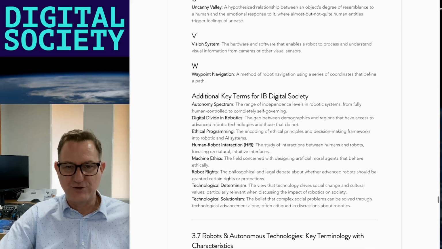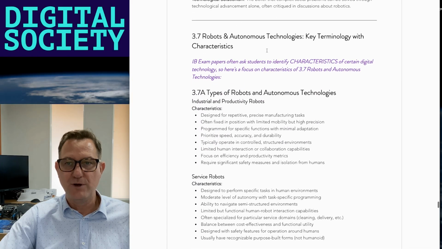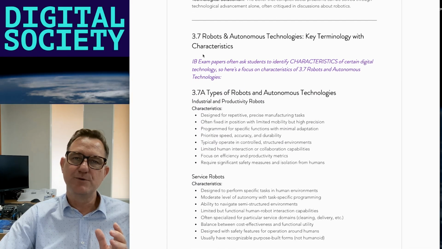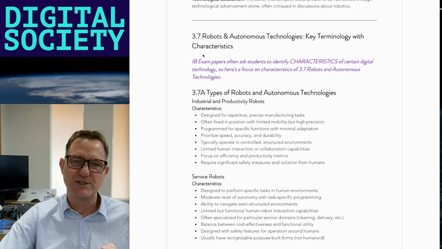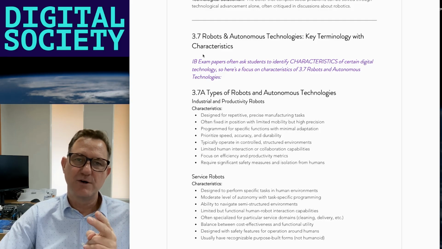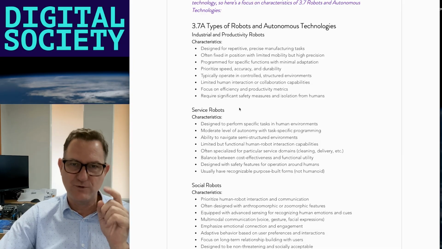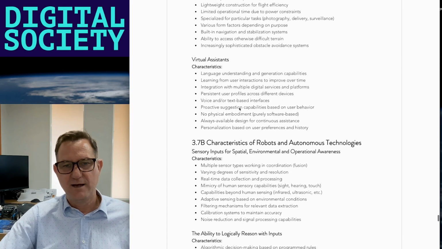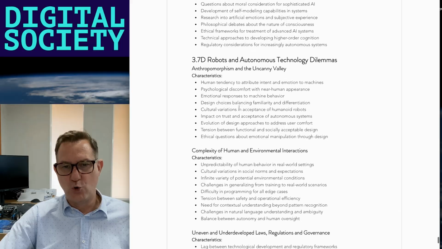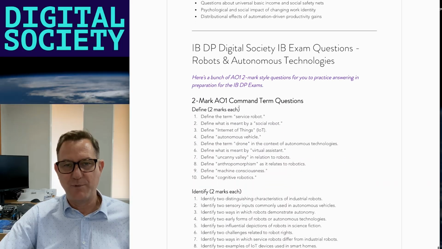The next section I've got is also going back to characteristics, because it pops up on so many exam papers, characteristics of specific technology. So I've used AI tools to help me identify some of the characteristics of all the key technology related to robots and autonomous vehicles. That's this section here. And then last of all, to help prepare you for your exam, I've actually got some exam questions.